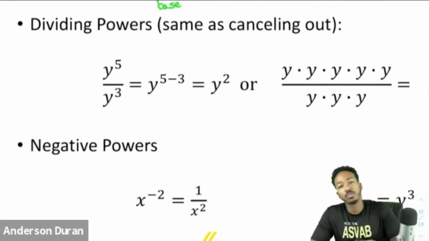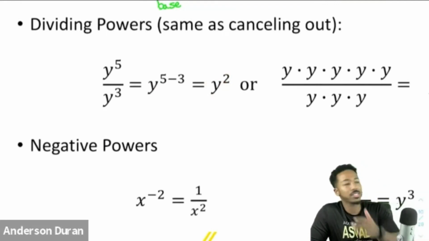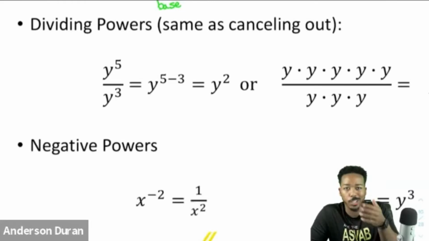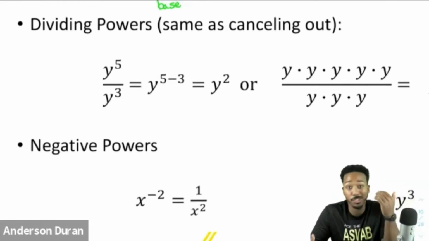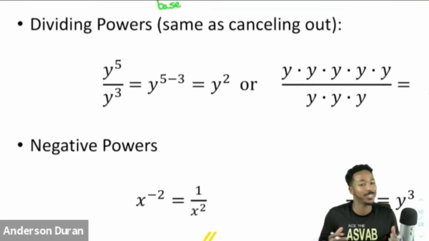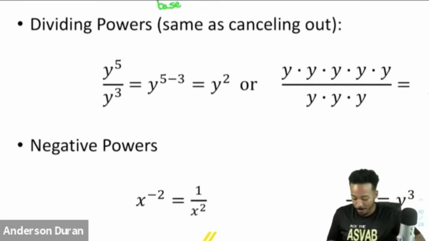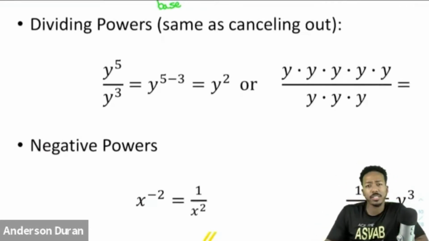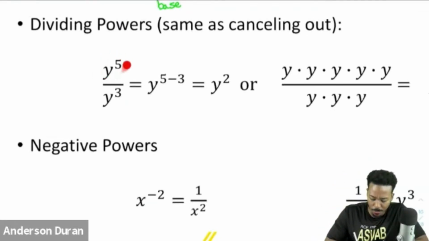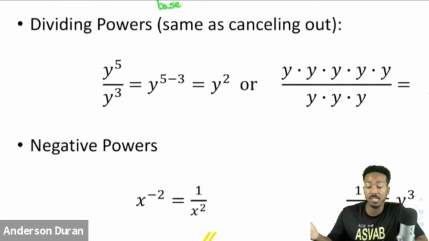Now, let me go ahead and show you why this actually works. Because look, we can learn rules all day long, but if we don't know why they work, then the moment there's a pressure situation, you're going to be like, what's going on, right? So I got you. Here's how this works. Everybody, yes or no? Is it true that y to the power of 5 is the same thing as saying y times itself 5 times?